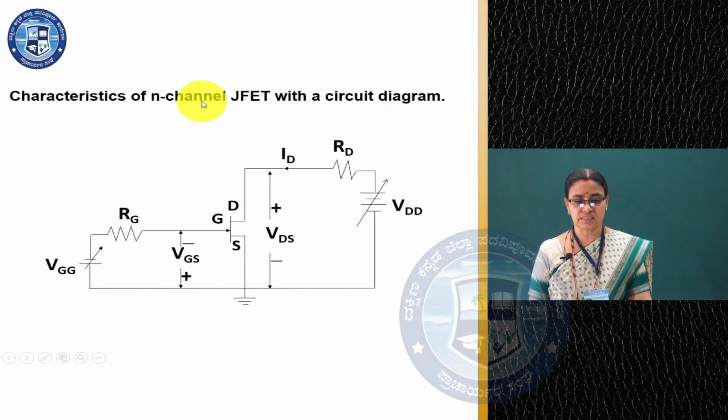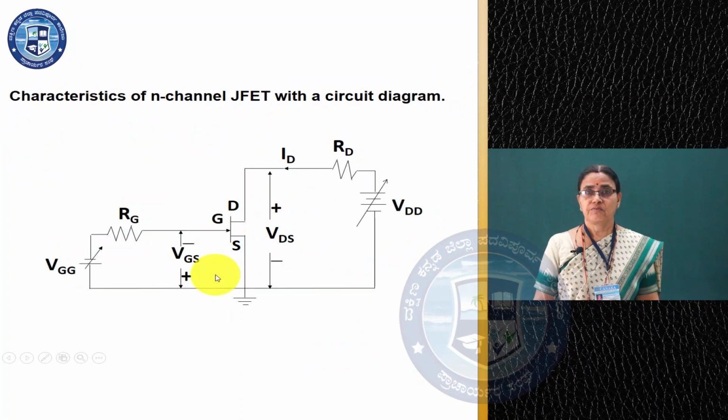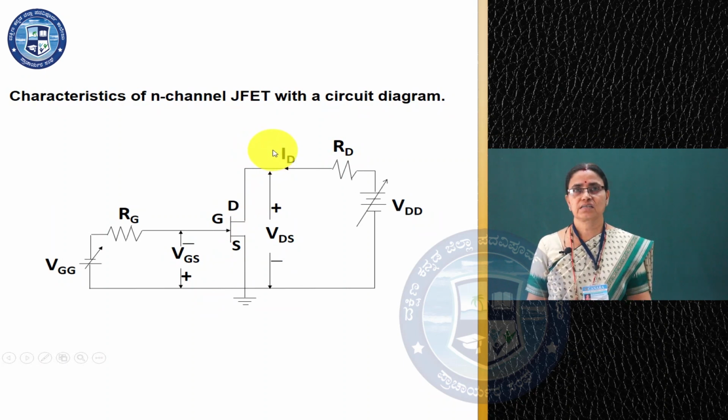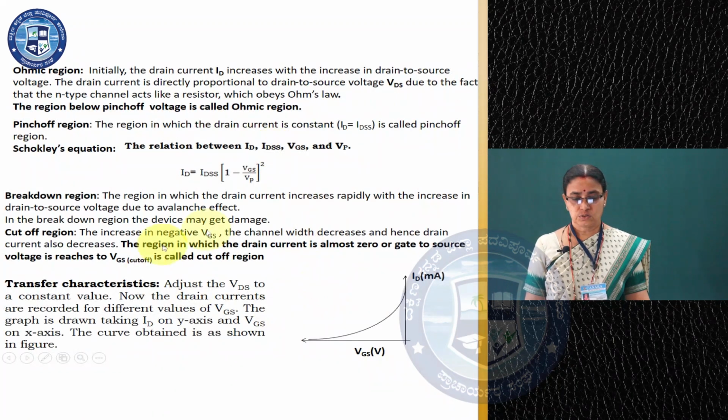Next, transfer characteristics. Here VDS is kept constant. Change the value of VGS by changing VGG and find the corresponding value of ID. For different values of VGS, note down the ID value and plot ID on the y-axis and VGS on the x-axis. So here we can draw the graph. This is a simple graph, no calculations.